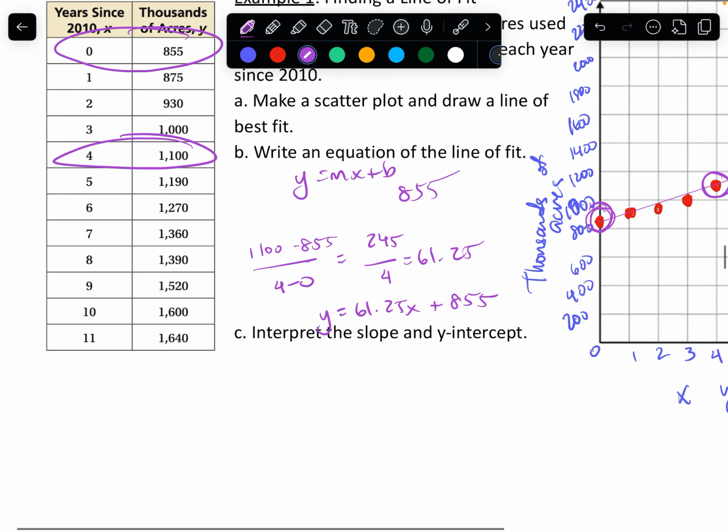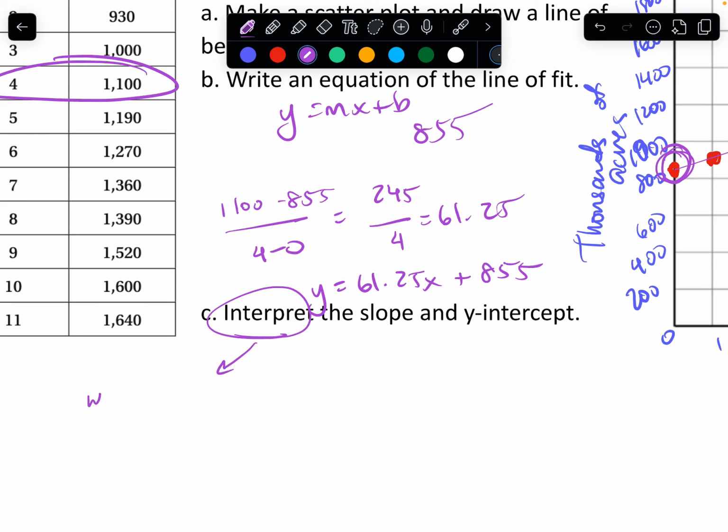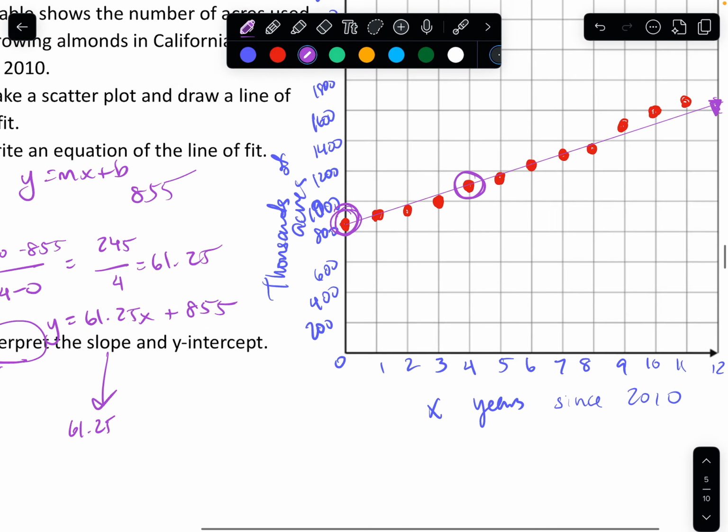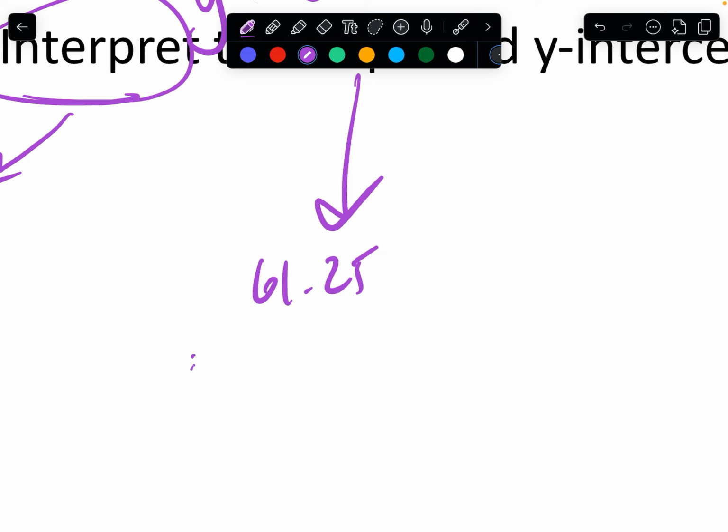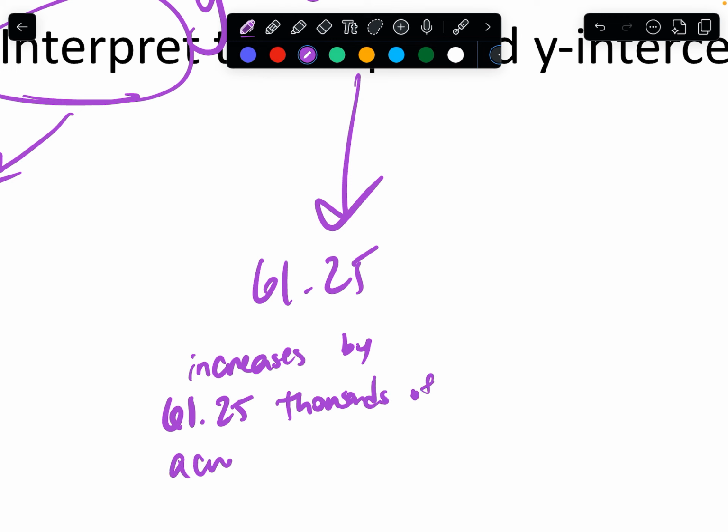Part C, interpret the slope and y-intercept. Remember, interpret means what does it mean? So now let's interpret my slope first. My slope is 61.25. What does that mean in the context of the problem? What is going on is increasing thousands of acres since 2010. So you could say that 61.25 means it increases by 61.25 thousand acres each year.